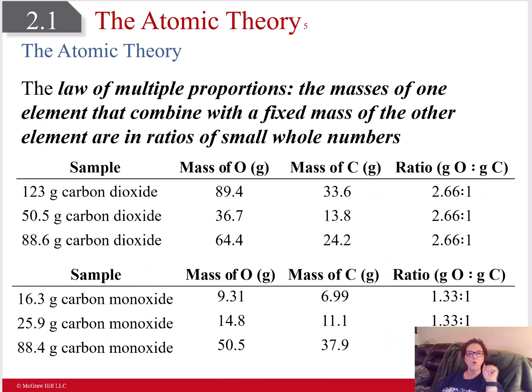So the law of multiple proportions says that the masses of one element that combine with a fixed mass of the other element are in ratios of small whole numbers. Okay, so that just means that if I've got carbon dioxide, it's going to combine mass-wise in a ratio of 2.66 grams of oxygen to 1 gram of carbon. Carbon monoxide, however, will combine in 1.33 grams of oxygen for every 1 gram of carbon. And that makes sense because there's 2 moles or atoms of oxygen in CO2, but there's only one in CO, which is carbon monoxide.